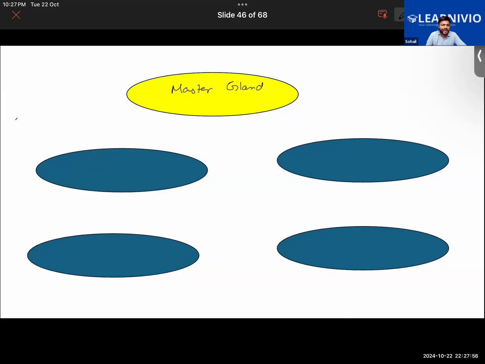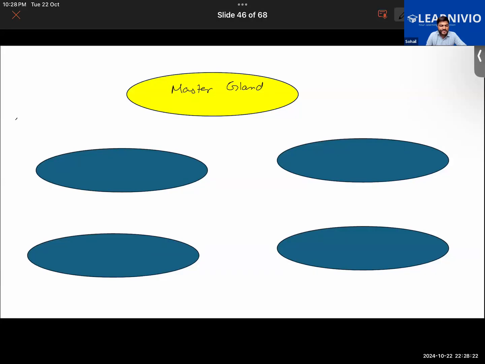You guys tell me, why are we calling this a master gland? Any idea about this? What could be the reason? Because it secretes many growth hormones. Okay, but it controls all the other glands. That is the main reason. So it will be controlling the function of many of the glands in our body. Okay, that is one thing.